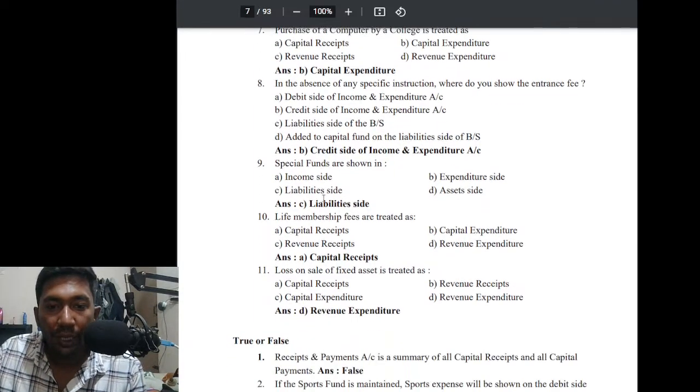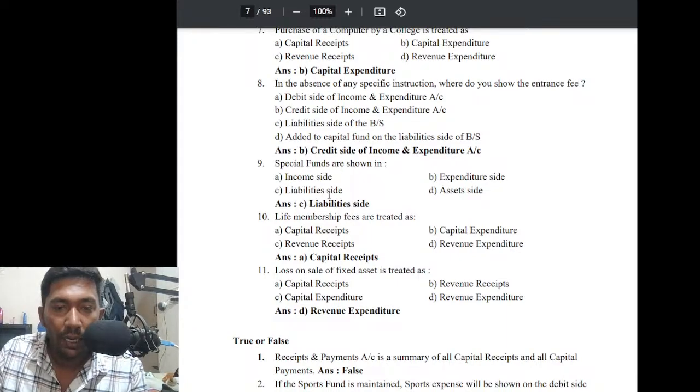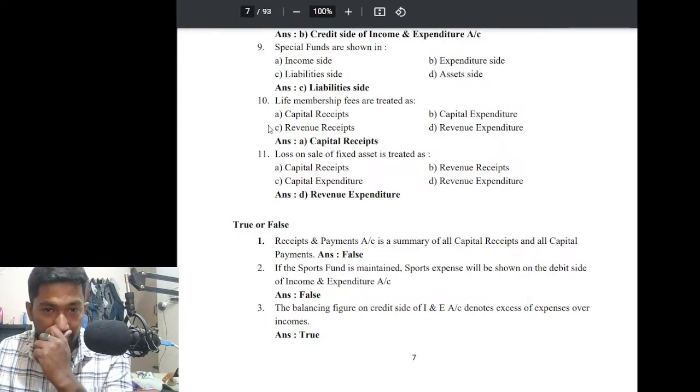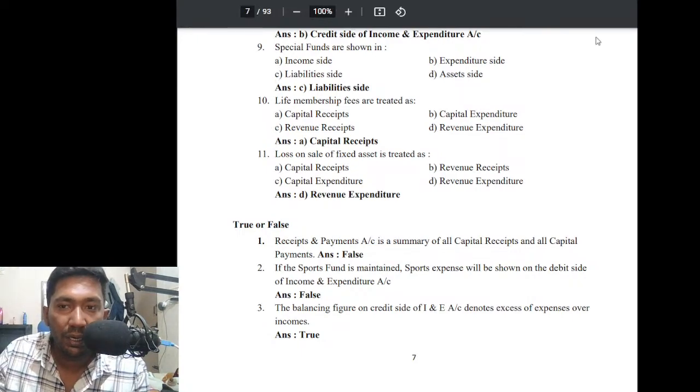Okay, so next one they have given us, special funds are shown on the liability side. Remember this, they will give you for match the following special fund, opposite they will give you liability, asset. So you should write liability. Then next they'll give you income and expenditure account, profit and loss account. Receipt and payment account, you can write as a cash book.